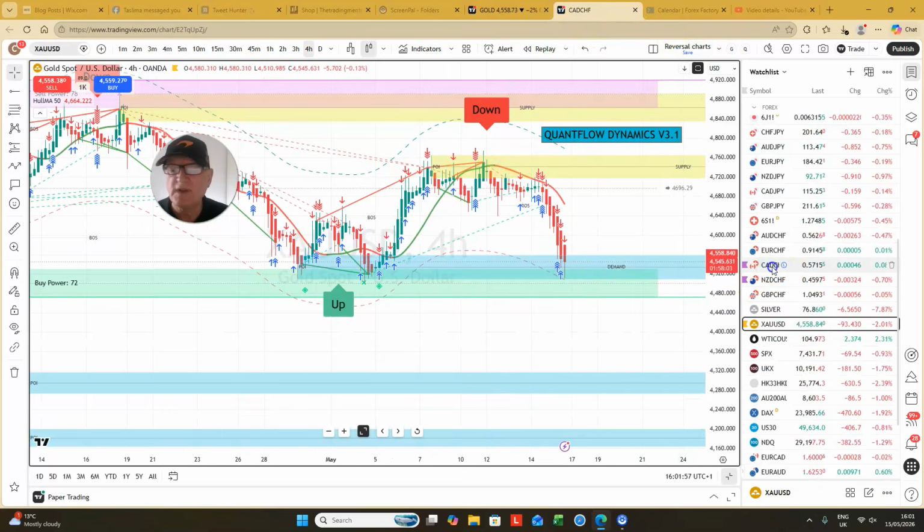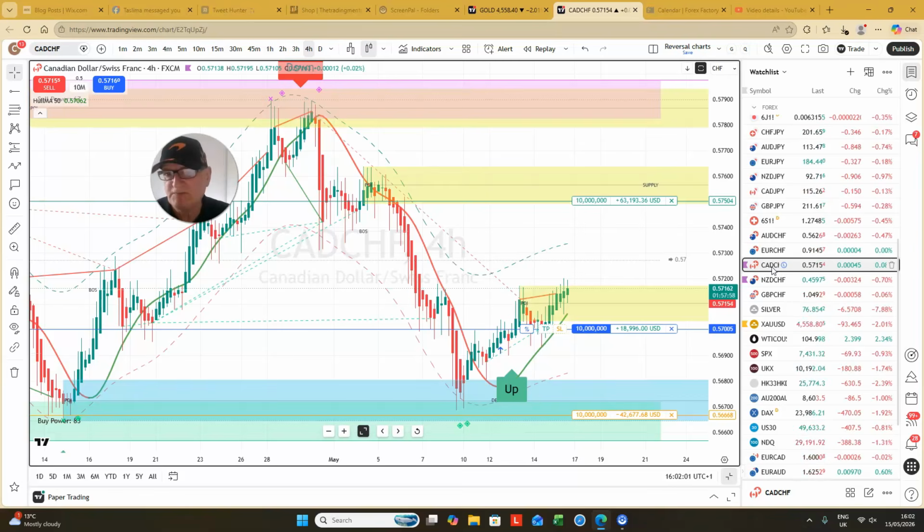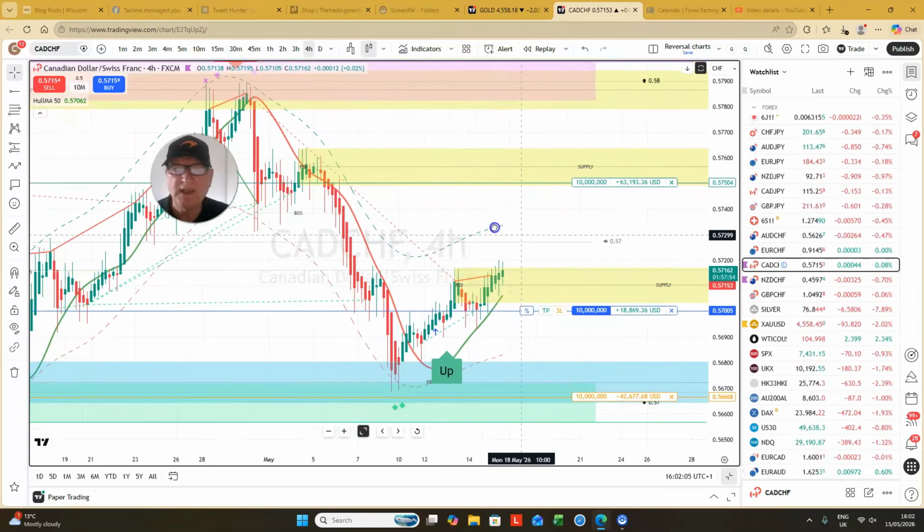So let's have a look around. Canadian Swiss, we entered this a few days ago, looking okay, in profit, heading for our target.